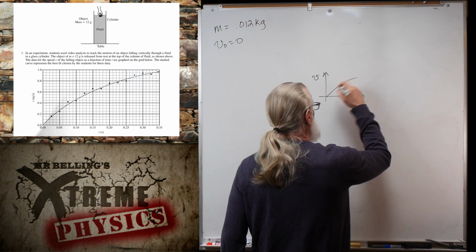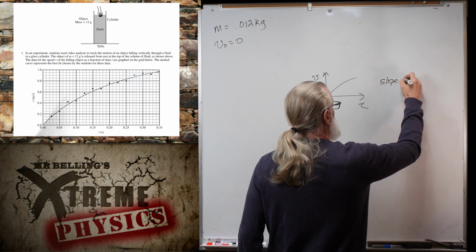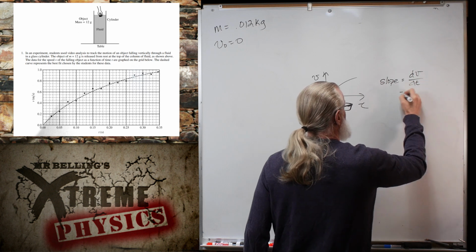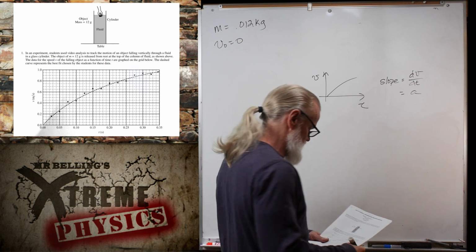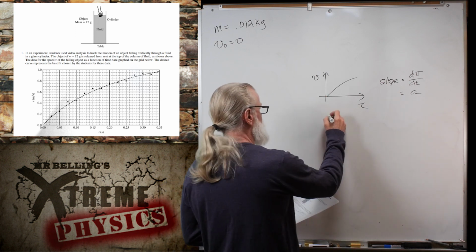Well, the slope always gives us information. Well, not always, but in this case it does. Slope is dv/dt. We remember that from calculus class, and that is acceleration. The rate of change of velocity is the acceleration of the object. All right, so we can get the acceleration from that. Let's review.